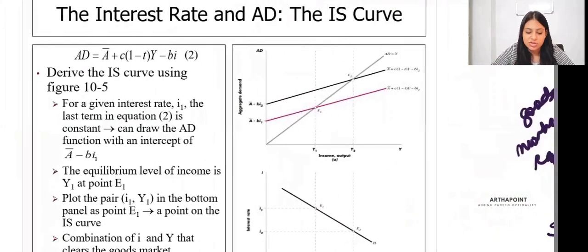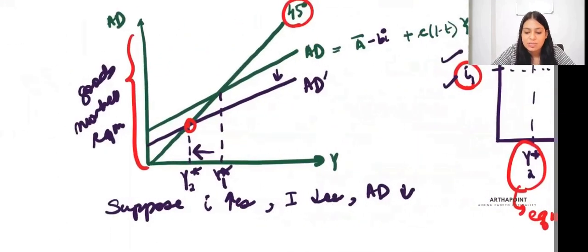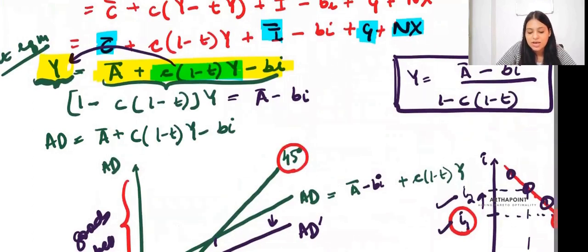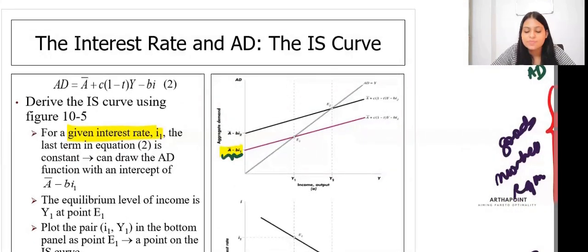So let's read through this and see what has happened. I am holding my interest rate constant at I1. So this is my intercept. My intercept is when Y is 0. In my equation, my AD was A bar plus C1 minus T, Y minus BI. When I put Y equal to 0, what is my aggregate demand? A bar minus bi, right? So this is my intercept.